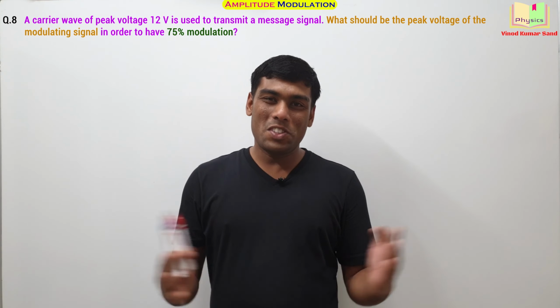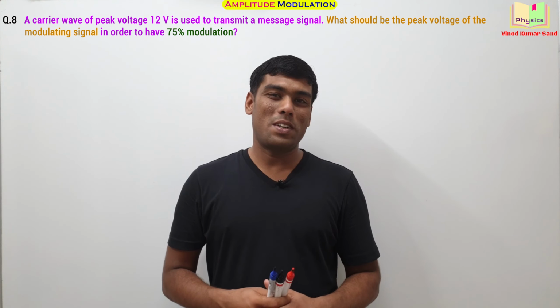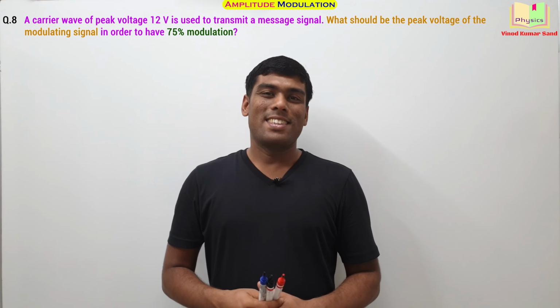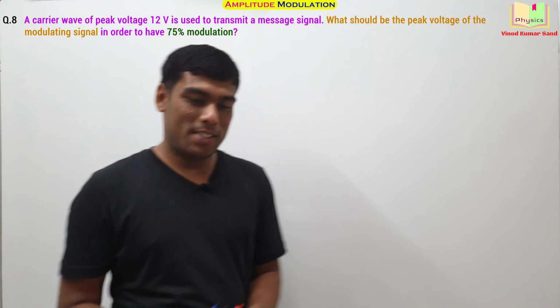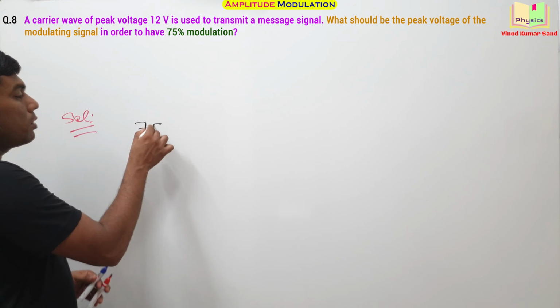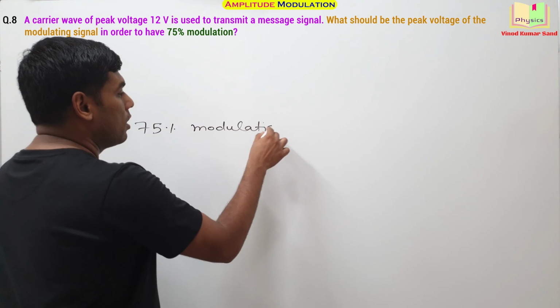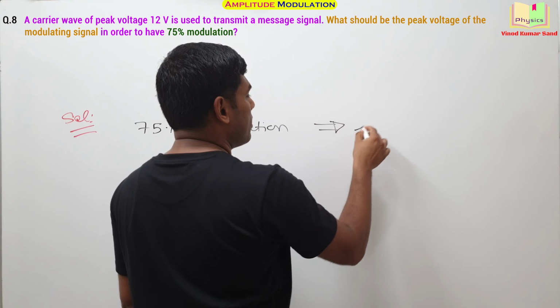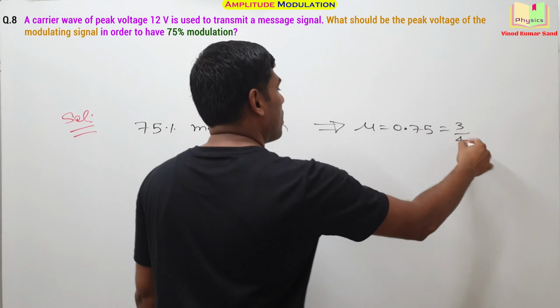It's another easy question. You can do the calculations and quickly post your answer in the comment box. The correct answer is 9 volt. See how to do the calculation. The question is telling us 75% modulation. It indicates that mu is equal to 0.75.